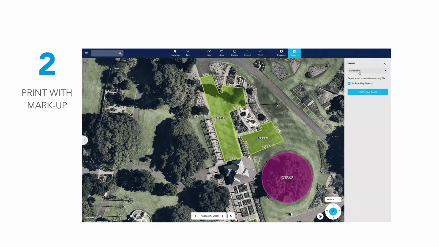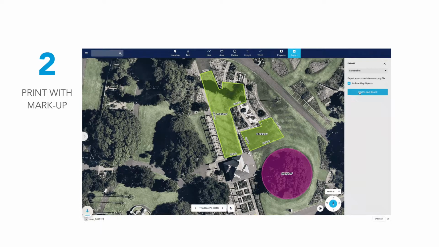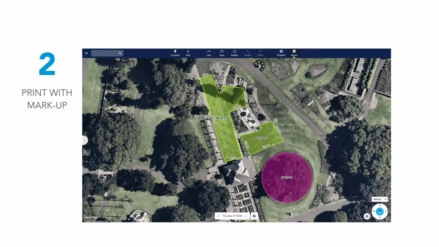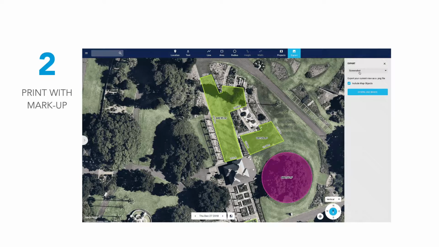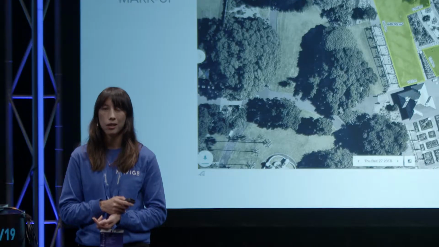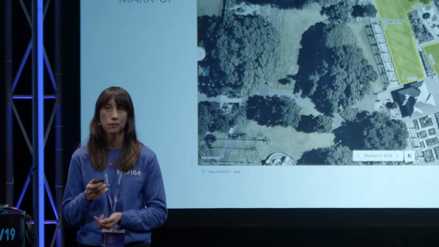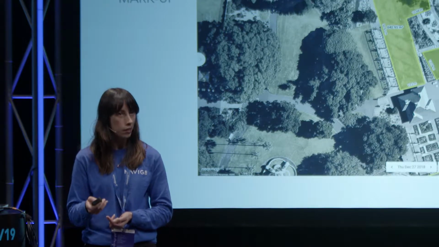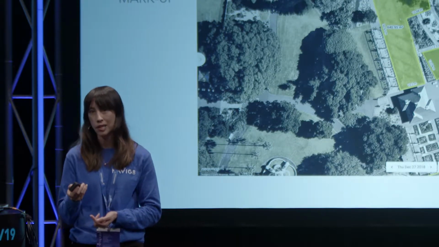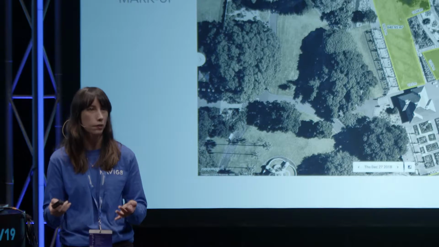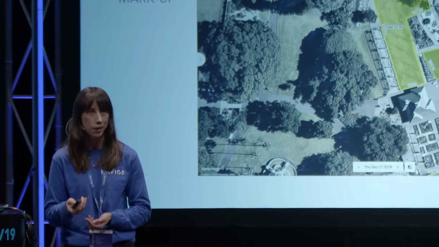Printing with Markup. This is really interesting and very easy to do in the new map browser. I will say that what you get here is literally what you see is what you get, and it's easy to do. You just click the Export button. Make sure that you've selected Include Map Objects and hit Download. And that will just save an image to your computer. It's a PNG file, so it's got decent resolution, and then you can use that for presentations, or you can use it to print out and share with people, or email it.